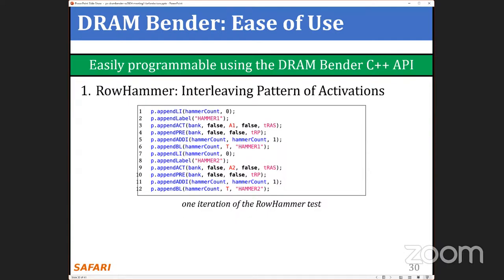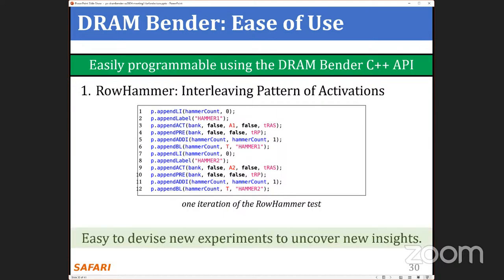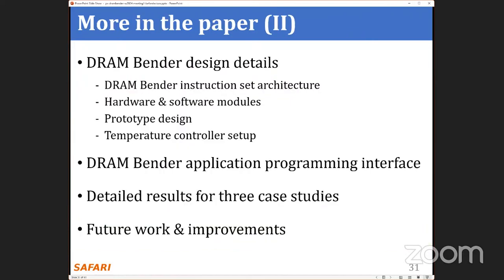DRAM vendor has an easy to use C++ API. Basically, you just append commands to a DRAM vendor program as if you are writing assembly code in DRAM. This allows us to devise new experiments for new insights easily. We have a more detailed technical introduction of DRAM vendor in the paper, including the hardware design details, the instruction set architecture, the program interface, the detailed results, and some future work and experiments.